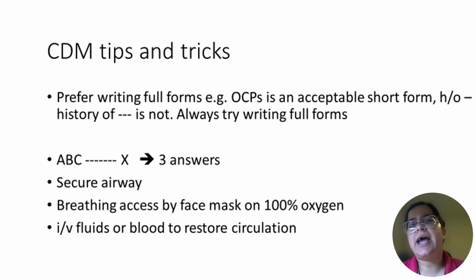And sometimes we are in the habit of writing ABC, like airway, breathing, circulation, in trauma questions. If you write ABC in one line, or you write airway comma breathing comma circulation in one blank, that is a vague answer, and chances are you'll be given 0 marks for that. Ideally, you should specify how you would secure the airway. You should specify how you will secure breathing by giving a face mask, using 100% oxygen, and intravenous fluids or blood to restore circulation. So you have to be as specific as it gets.